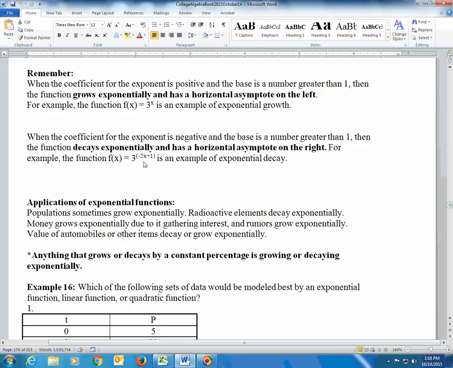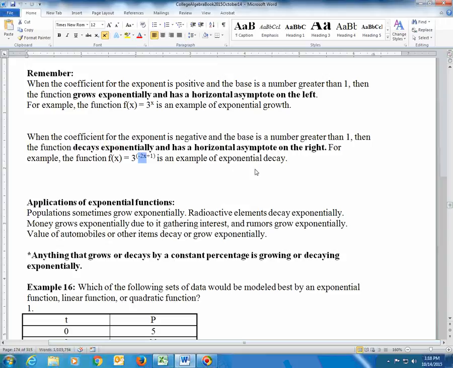If it's something messy like this, remember to set the whole thing up there equal to 0. So you would set the -2x plus 1 equal to 0 and solve it, and that will tell you your horizontal shift. There's no vertical shift on this one because there's no shift up or down, so the horizontal asymptote would be at 0. Is it growing or decaying? Well, look at the coefficient in front of the x. It's negative. That means it's exponential decay.